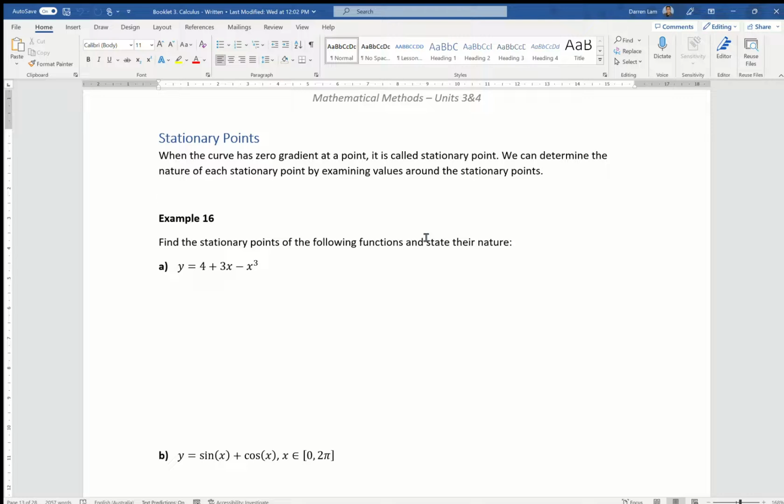This is an introduction to exercise 6.2 on stationary points. Again, as I mentioned, we're going to focus on turning points, stationary points, and generally how to identify them. It'll be a very brief video. We're just reviewing our previous understanding.